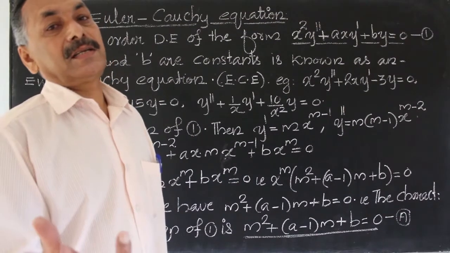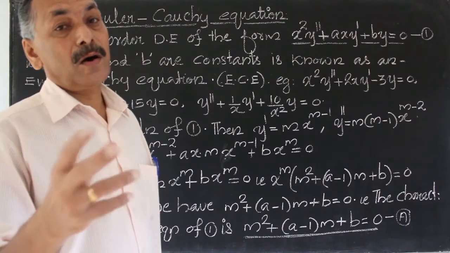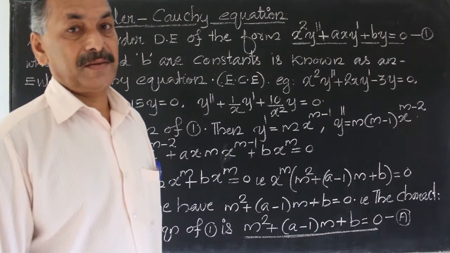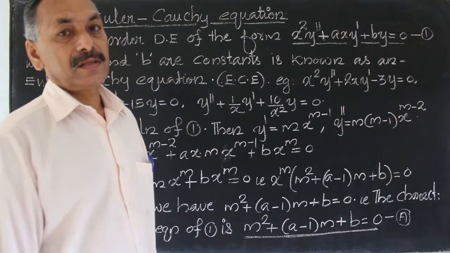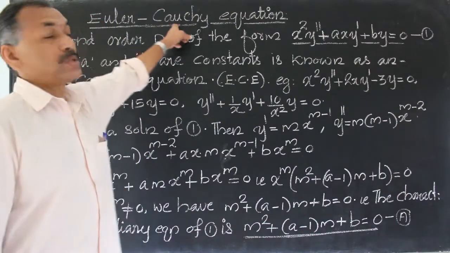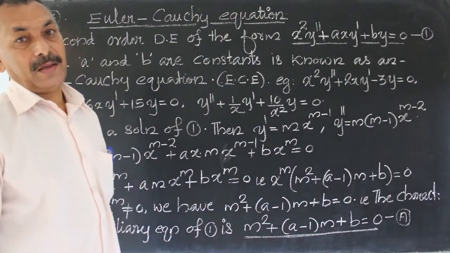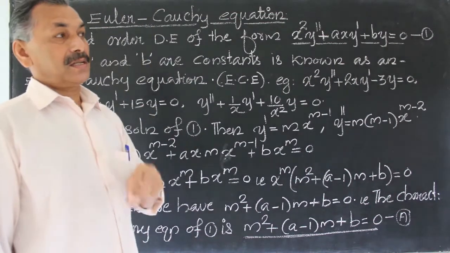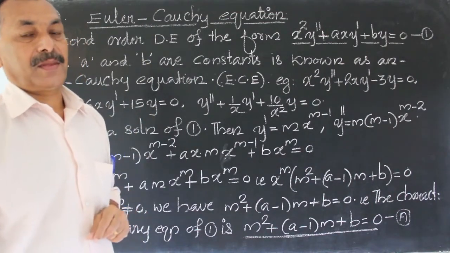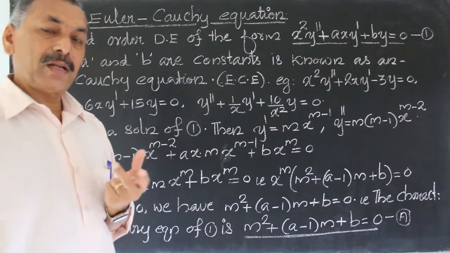An important section in second order homogeneous ordinary differential equations is known as the Euler-Cauchy equation. Euler-Cauchy equation, a very important section. Now, what do we mean by an Euler-Cauchy equation?